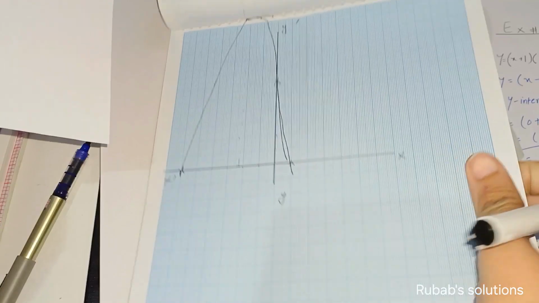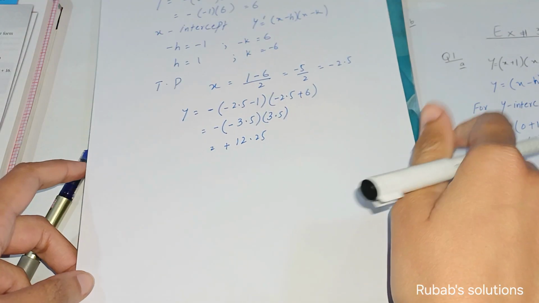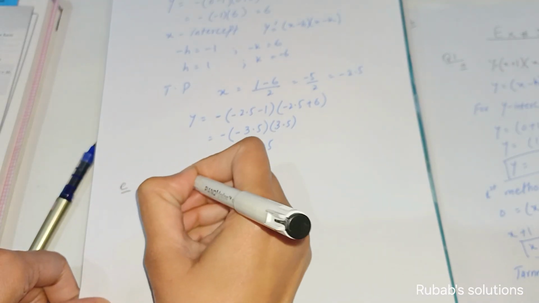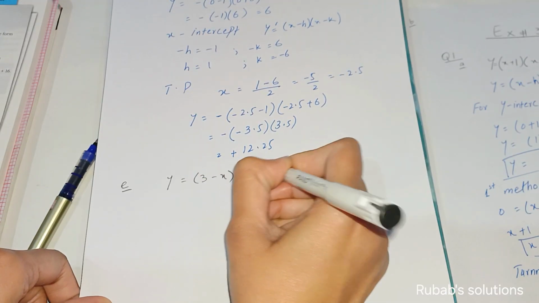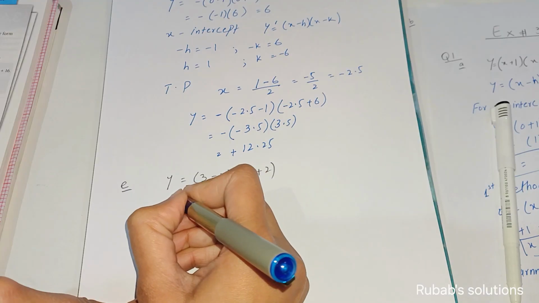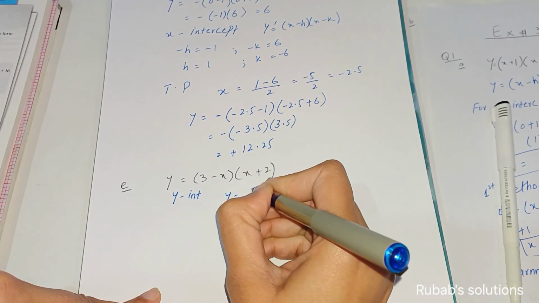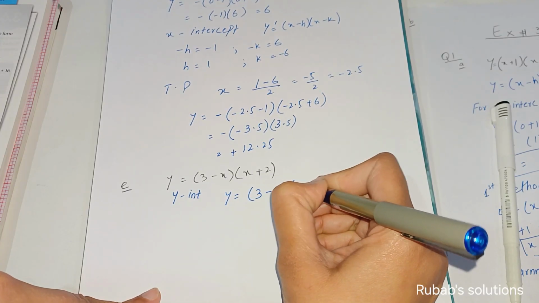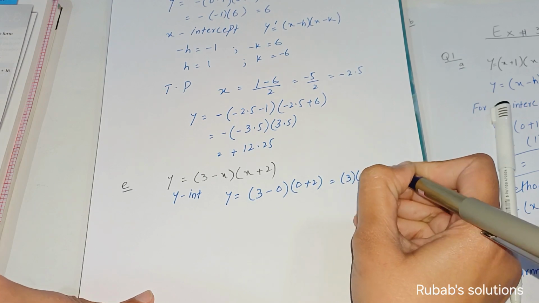It's very easy. All you have to do is figure out the points, and then sketch the graph. Part E is y equals (3 minus x)(x plus 2). For the y-intercept, I have to put x equal to 0. So y equals (3 minus 0)(0 plus 2), which is 3 times 2, which is 6.